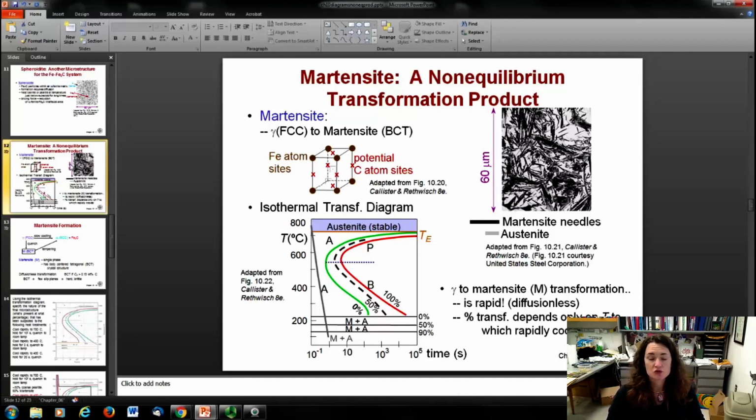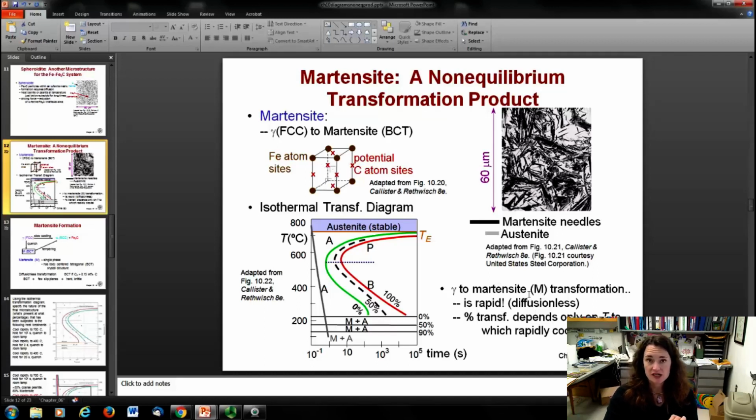And this is when you supercool it so much that it just doesn't have time to make that phase transformation away from the austenite. And so what you get is austenite with needles of martensite. So you have sort of an austenite matrix with needles of martensite. And martensite is a BCT, a body-centered tetragonal structure with the carbon moving into some of these potential sites here. Okay, so that's where the carbon likes to sit.